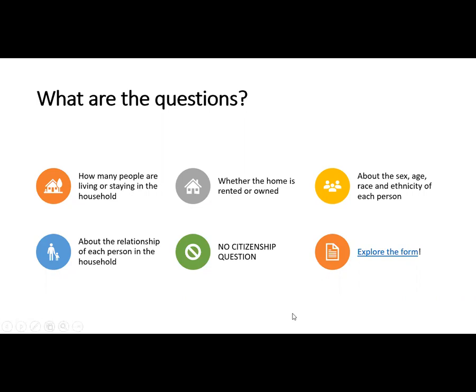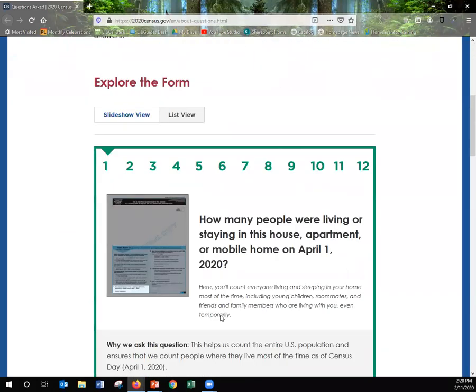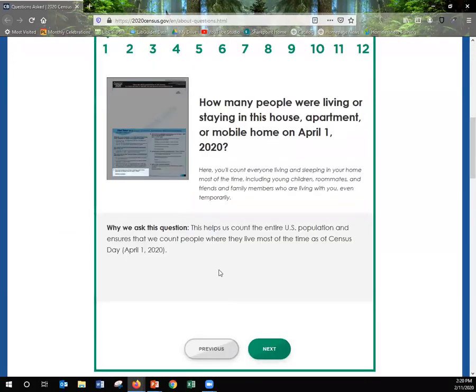If you would like to, we'll see if this time the link works. You can explore the actual form. So you can see the paper version of it and actually look at what questions will be asked in case you were curious to see in advance. It also offers a great justification for why every question is there.